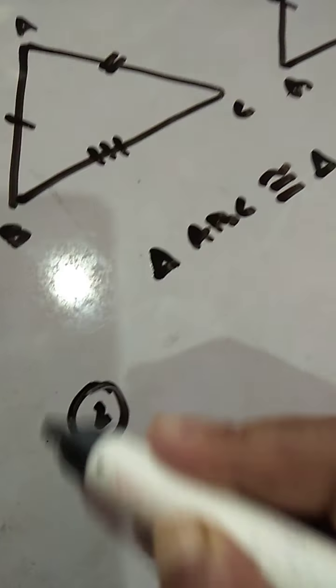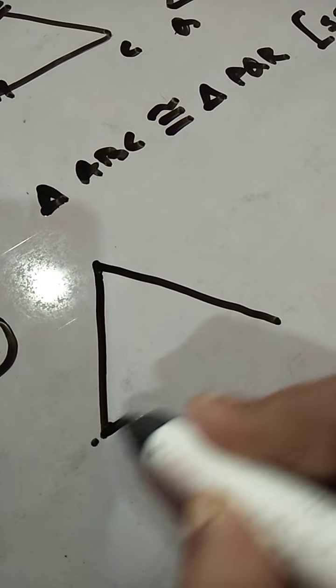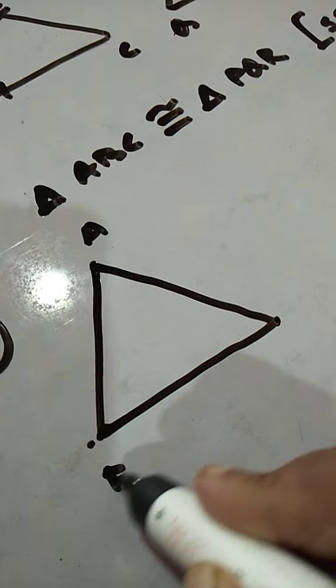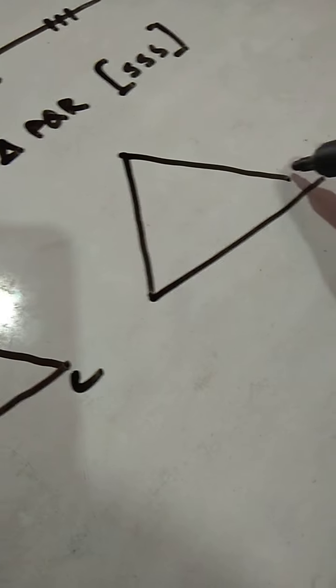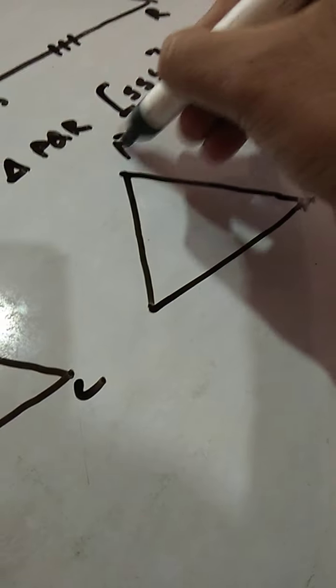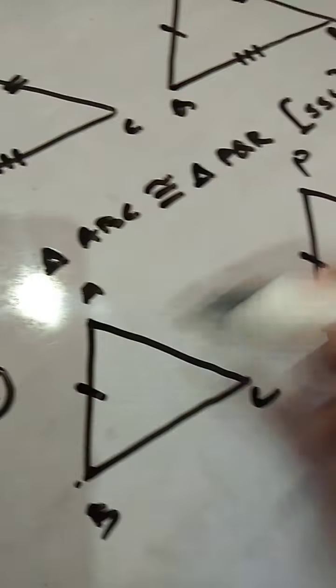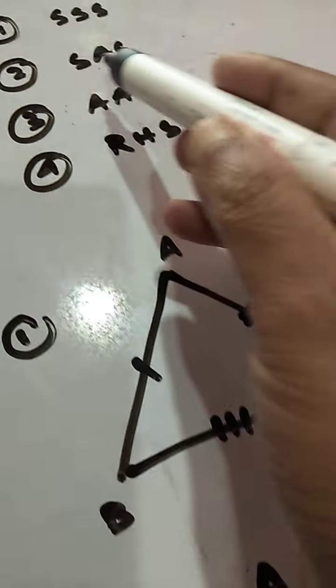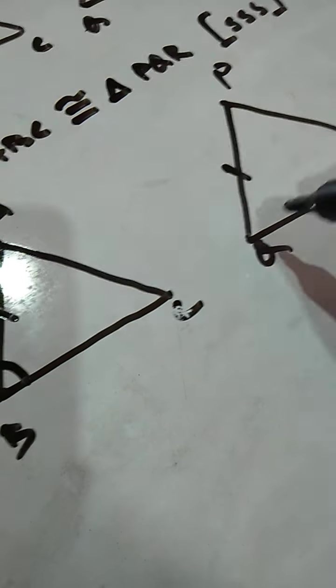Okay, now let's move on to the second criteria. Again we have two triangles. Suppose again we have two triangles, name one as ABC and another one as PQR. Now what is the second criteria? Side, angle, side. Now suppose these two sides are equal, and this angle should be equal and this side should be equal.